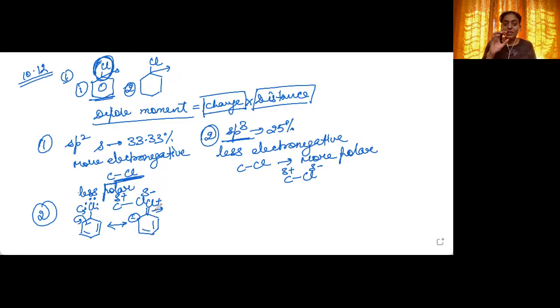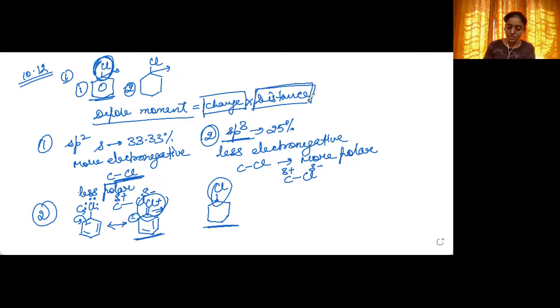Now, what is the bond length of a double bond, single bond, and a triple bond? A triple bond is the shortest one. Double bond is shorter than the single bond, and single bond is the longest one. So in case of cyclohexyl chloride, no resonance is there. If resonance is not there, this means this is a pure single bond. But here there is a double bond character. This means the distance between carbon and chlorine in chlorobenzene will be smaller as compared to the distance between carbon and chlorine in cyclohexyl chloride.